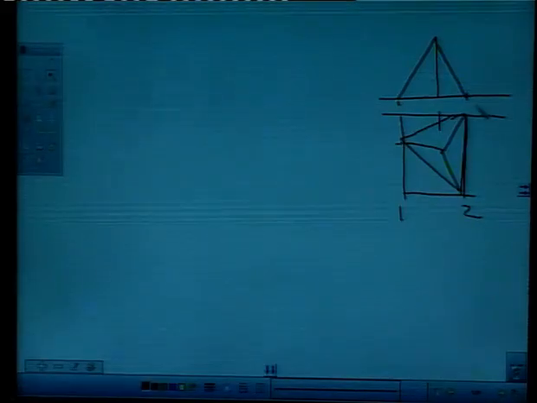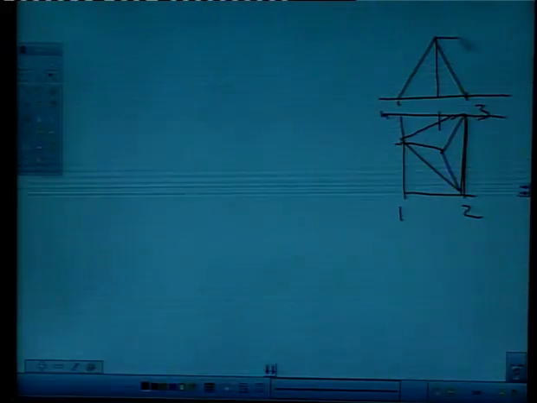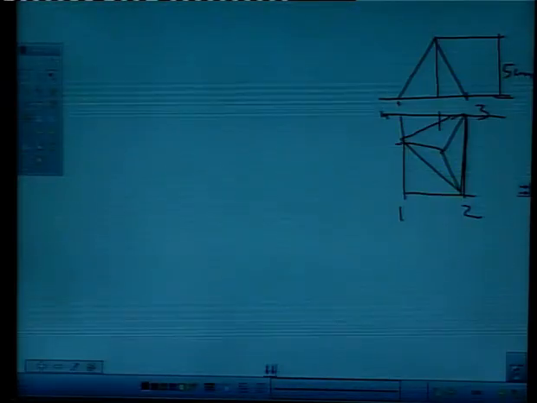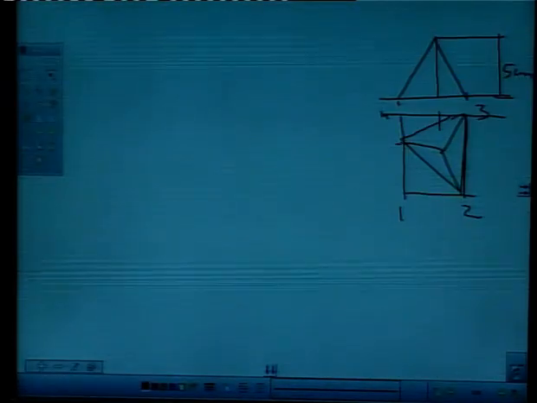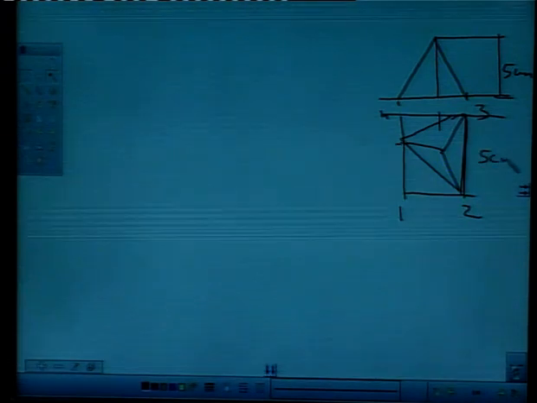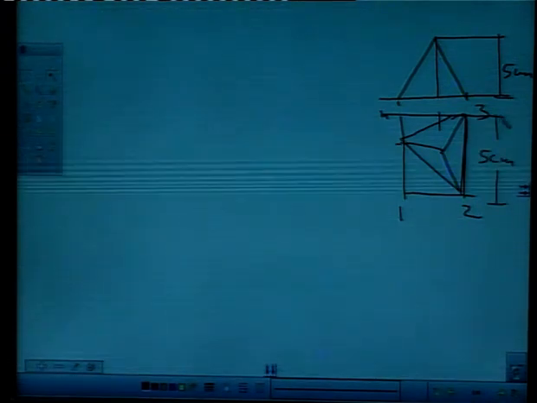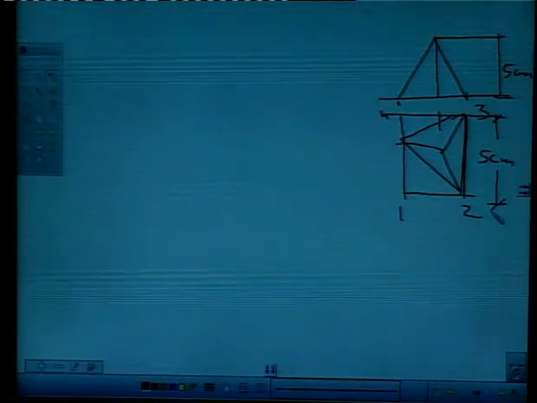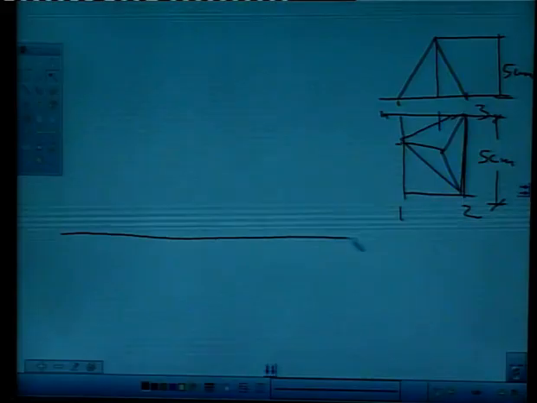Say this is 1, this is 2, this is 3 and this is 4, and say the height is 5 centimeter, right? And these sides are also 5 centimeter. Say this is a regular tetrahedron. So how to draw? I'll draw quickly.